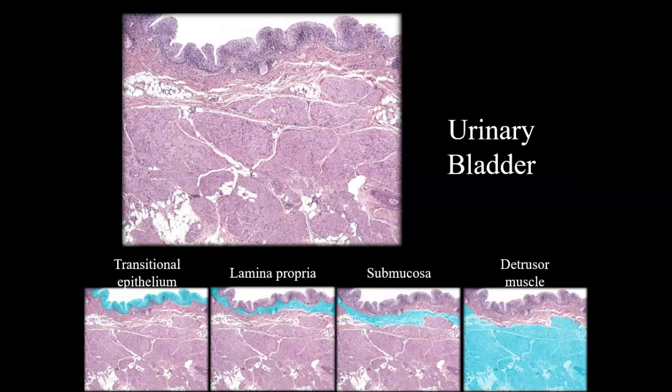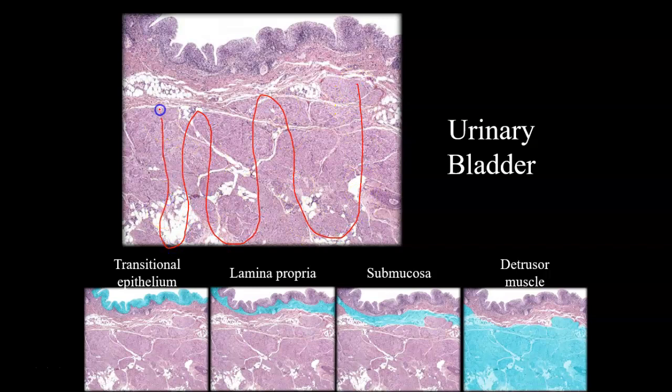Here you can see, just like the ureter, so too does the urinary bladder need to distend. Obviously, we don't have the same amount of urine in the bladder at all times. So it has to be able to distend. That's why we see all of this transitional epithelium up and through here. Again, we see the lamina propria, we see the submucosa, and then we see the detrusor muscle. This entire thickness. All of that.